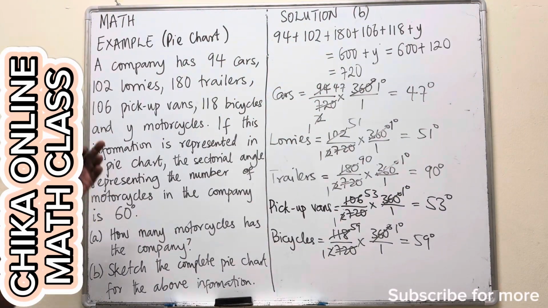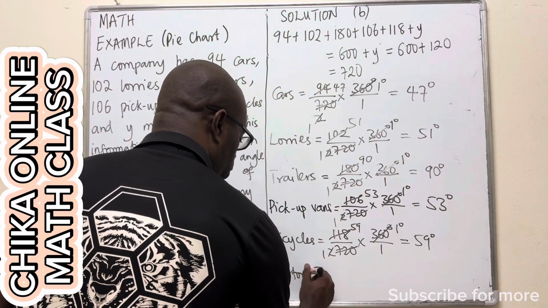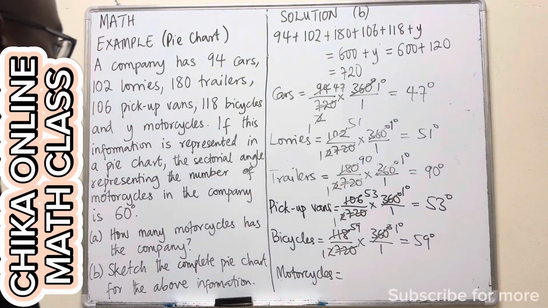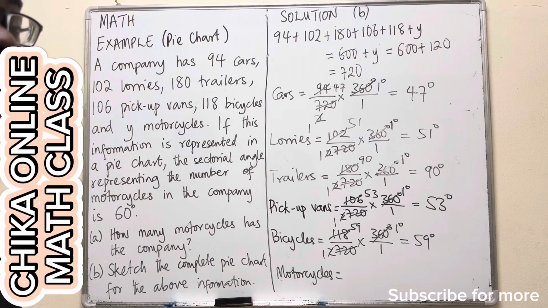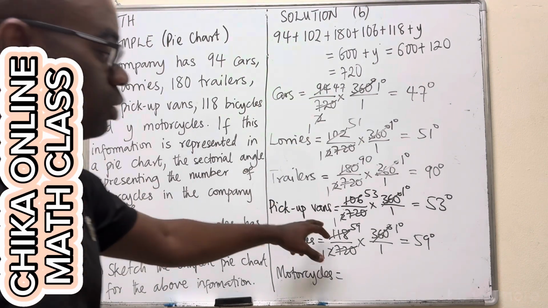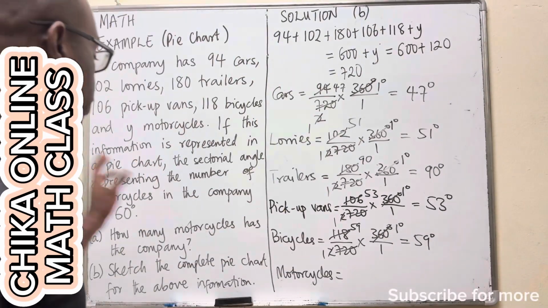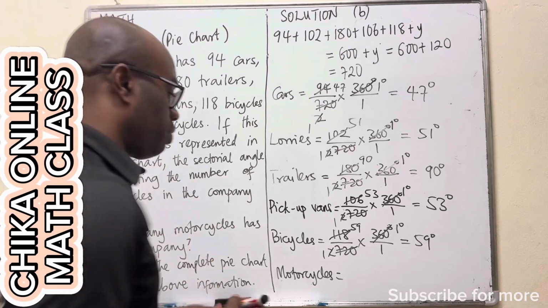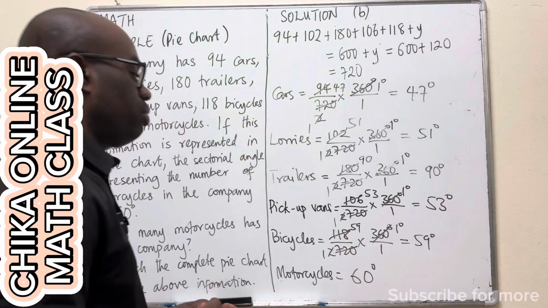Okay. Now motorcycles. You can do y over 720, and y is 120, but already, even if you do it, you still get 60 degrees. Even if you do the calculation, that's 120 over 720 times 360 degrees over 1, you still get 60 degrees. But since it's given, let's not worry ourselves. So the angle representing motorcycles is 60 degrees.